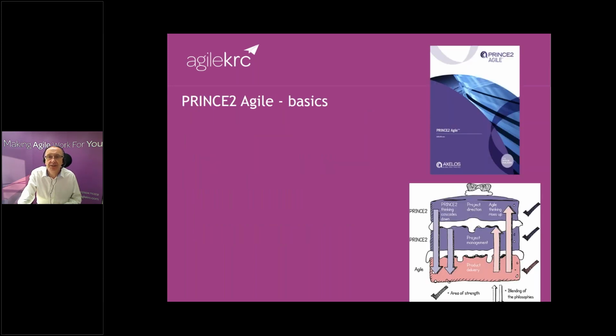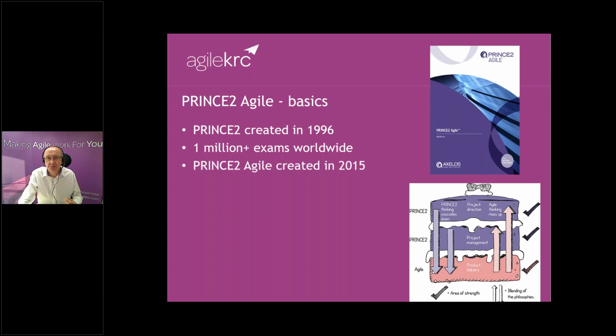Now we're going to look at PRINCE2 Agile. PRINCE2 was created in 1996. You could say it was created earlier if you look at PRINCE and PROMPT, but it's been around for ages. About 1 million people have taken exams in it worldwide. It's in a gazillion languages, etc. It's very much an established framework, a worldwide framework. It's apparently the most used framework in the world, and I think you might need to then debate what the term framework actually means, but that is the claim that Axelos make anyway.